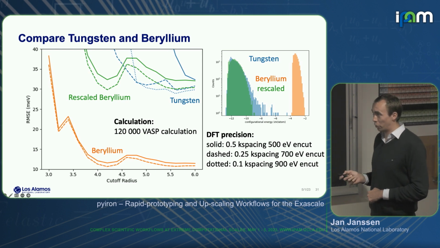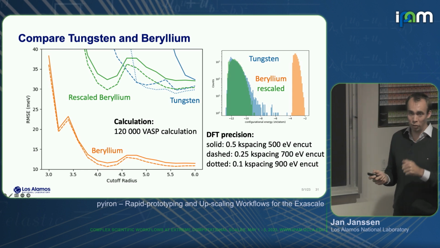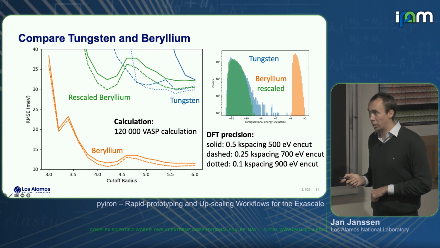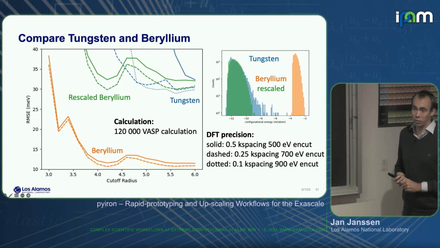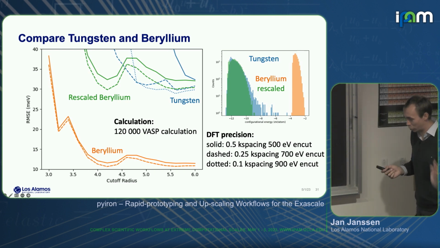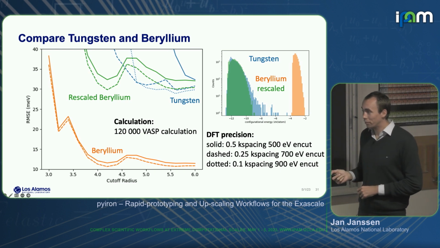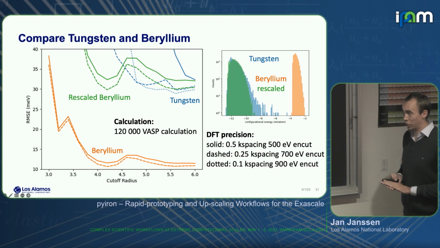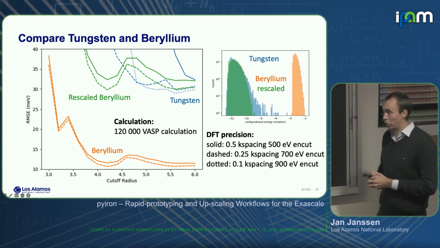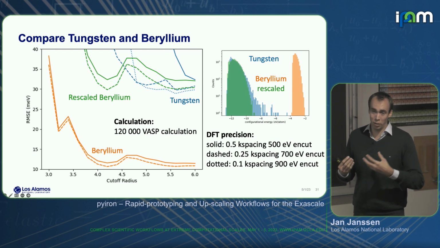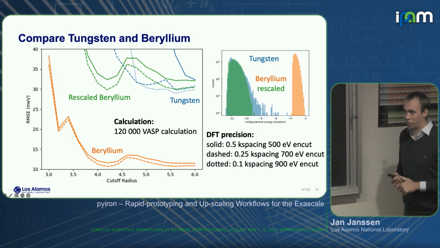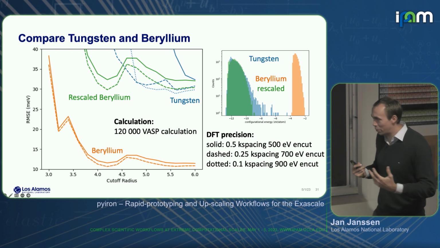If we now take the distribution from beryllium and rescale it, roughly by eye, to match the one from tungsten, that's what you see here in green, then suddenly fitting beryllium is as difficult as fitting tungsten, right? So that's the important part for everybody who's fitting potentials: it really depends on how much configurational energy you're covering. And so maybe just reporting RMSE values in this community and saying, okay, I achieve an RMSE of 1 meV is maybe not the full message.